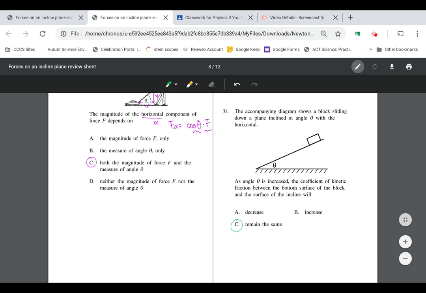The only thing that affects the friction is the normal force, which is not equivalent to the weight, but equivalent to the y component of the gravitational force. But the coefficient is how rough the surface is. The rougher the surface, the larger the coefficient. So that does not change unless it's a different type of material.